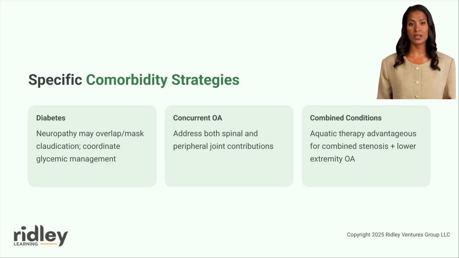Concurrent osteoarthritis of the hips, knees, or other joints frequently accompanies lumbar spinal stenosis in elderly patients. This combination of conditions produces additive or synergistic functional limitation, as impairments in multiple body regions compound walking difficulty beyond what either condition would produce in isolation. Rehabilitation programs must address both spinal and peripheral joint contributions to functional limitation, incorporating joint protection strategies, appropriate exercise modification, and potentially assistive device prescription. Aquatic therapy offers particular advantages for patients with concurrent stenosis and lower extremity osteoarthritis, as buoyancy reduces joint loading while allowing meaningful exercise participation.